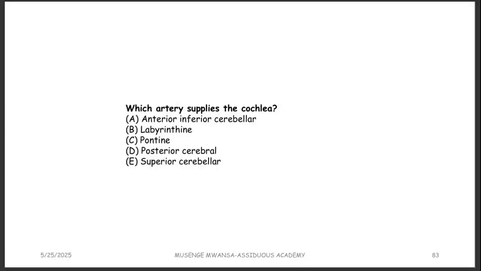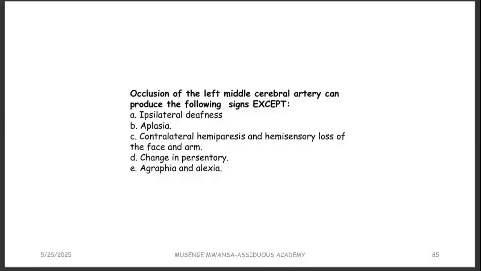Which artery supplies the cochlea? Remember, the cochlea is the hearing part of the ear. Anterior inferior cerebellar, labyrinthine, pontine, posterior cerebral, superior cerebellar. Any thought there? Okay, excellent. Labyrinthine.